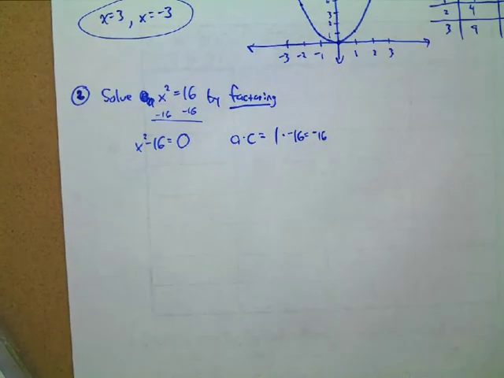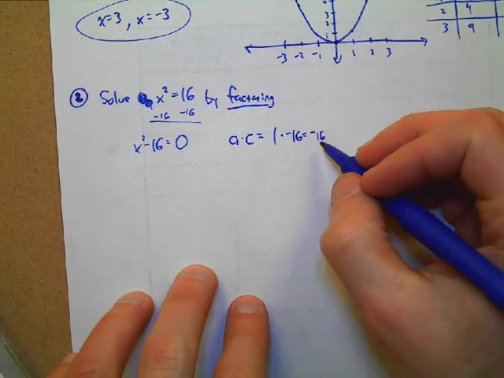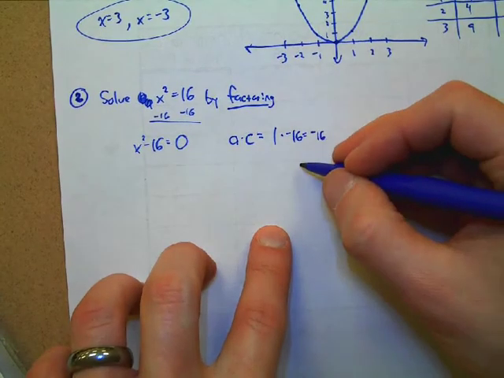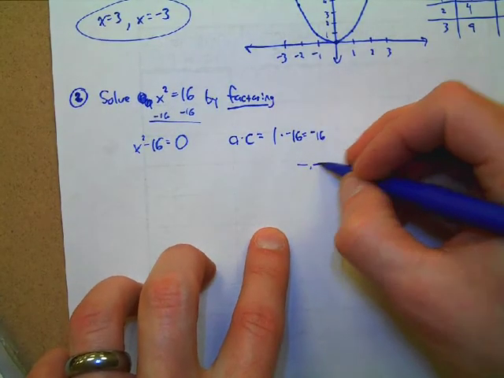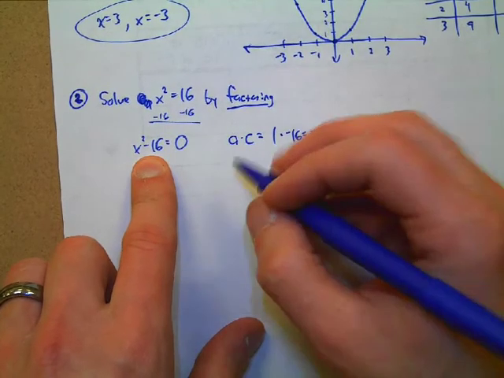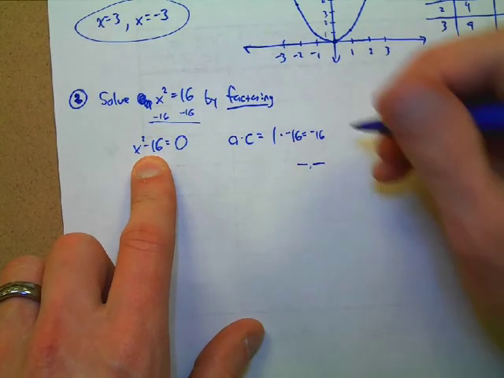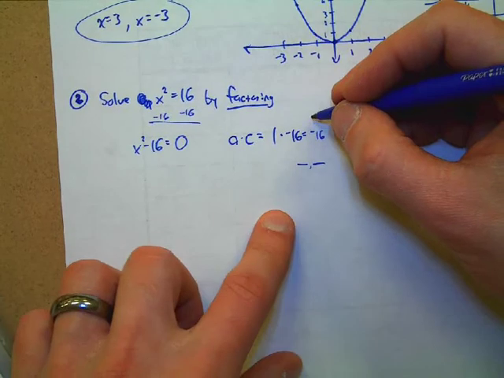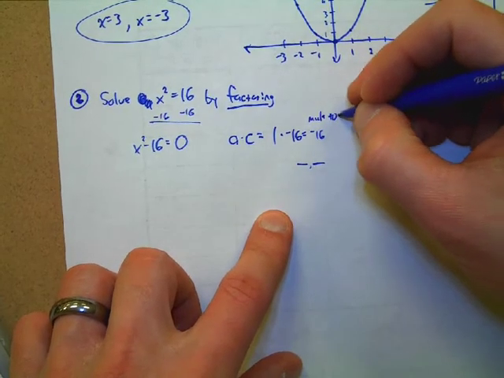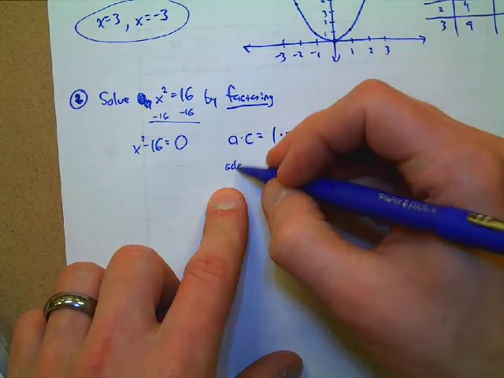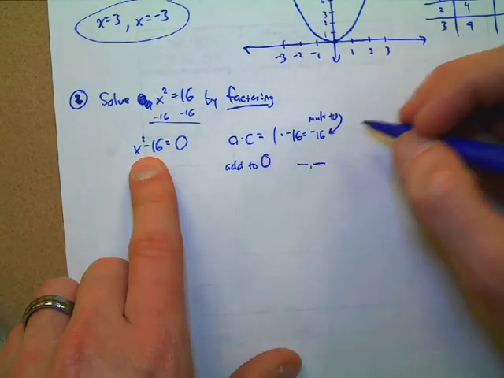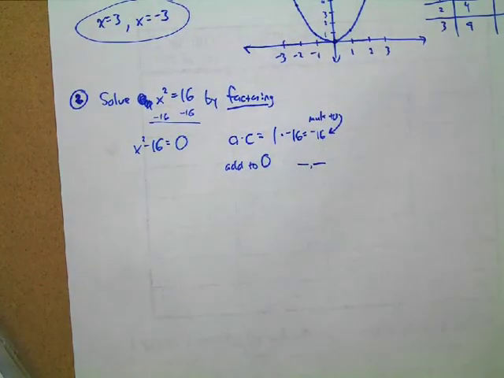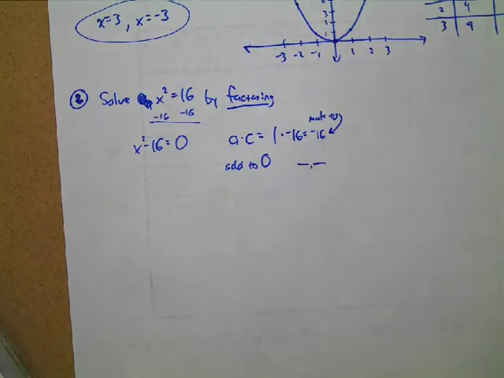Okay, so we need two numbers that multiply to negative 16. But they also need to add to make, what's our middle term here? What's the B? Yeah, add to 0. Exactly. There's no middle term, so it's going to be 0. So what are two numbers that multiply to negative 16 but add to make 0? 4 and negative 4, exactly right.